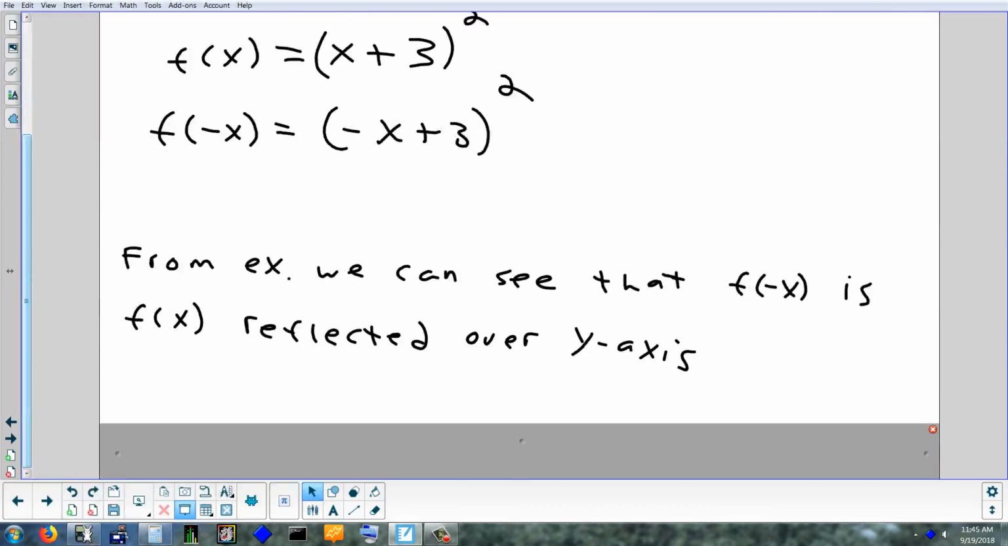So I don't think we looked at reflecting over the y-axis yesterday, and that was because if you have a parabola at the origin and you reflect it over the y-axis, you can't tell the difference. If you shift it like we did, then you can.